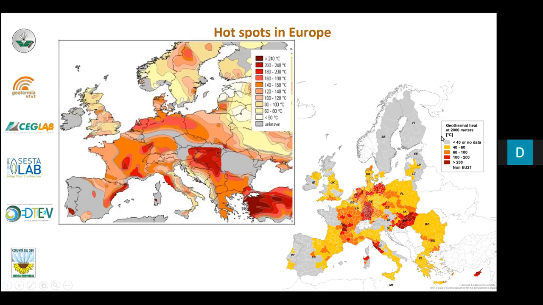Here you can see the temperatures at 200 meters below the Earth surface in each province of the European Union.